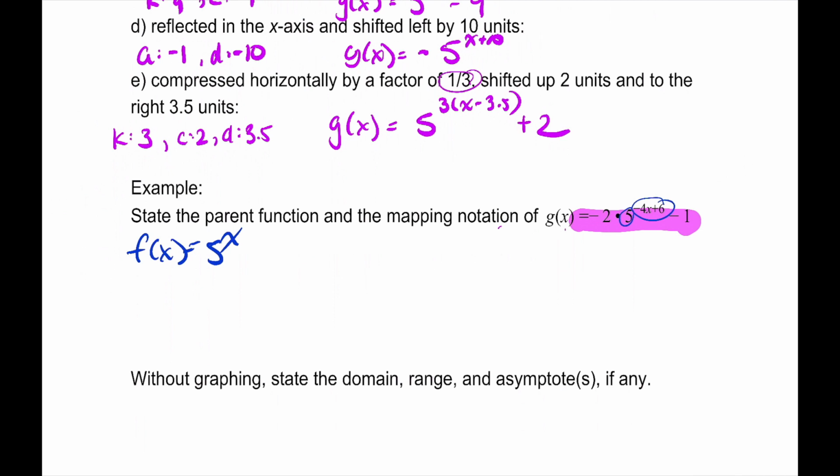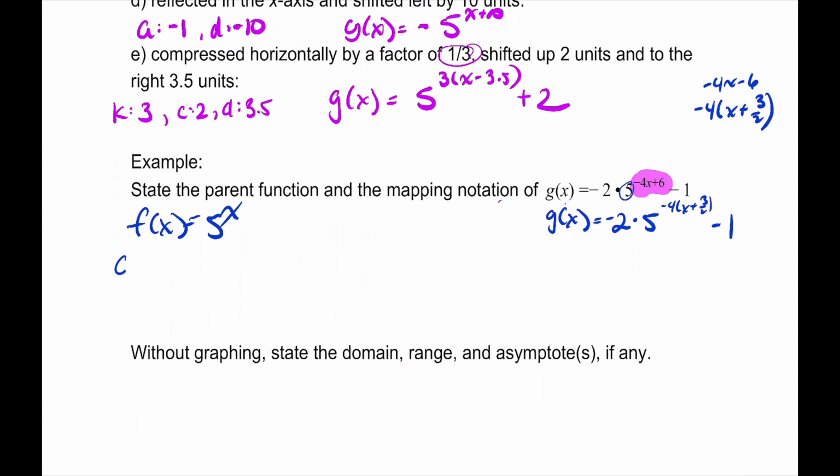So now we have to pick off the a, k, d, and c in order to get our mapping notation. But even before I do that, recognizing that in my exponent we'll have a k value, and we need to factor that out. Here, we've got negative 4x minus 6, so we want to factor out the negative 4. That's going to leave me with x plus, so really negative 6 divided by negative 4 is going to be a positive 6 over 4, or 3 over 2. So I'm going to rewrite this as g(x) = -2 times 5 to the power of -4 times (x + 3/2), and then we have minus 1 on the outside.